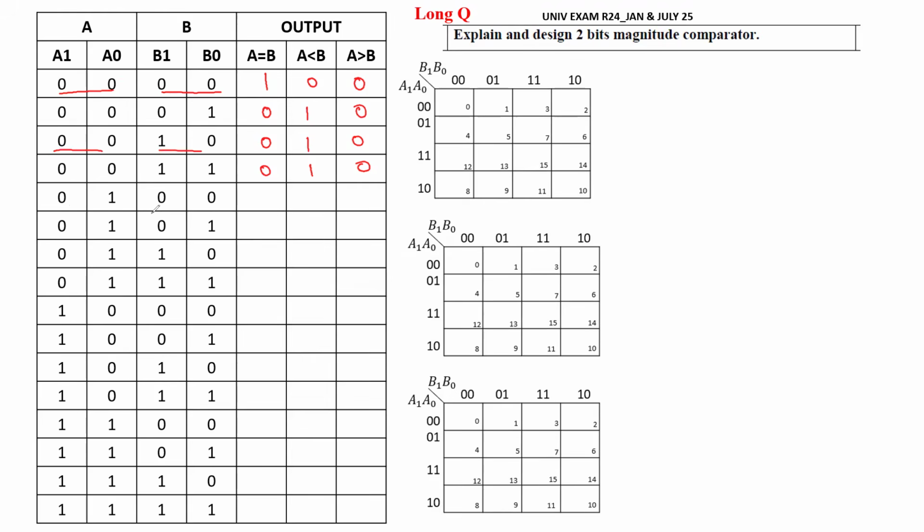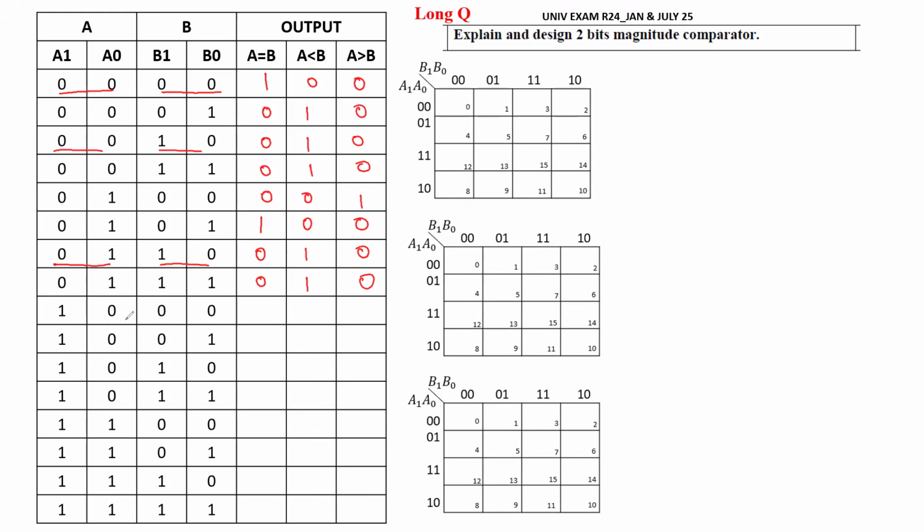Next we have 0, 1, 0, 0. So A is greater than B. Next, what do you have? 0, 1, 0, 1 means both are equal. Next again, 0, 1, 1, 0. Which one is smaller? A is smaller than B. Next, what do we have? 0, 1, 1, 1. So again, A is smaller than B.